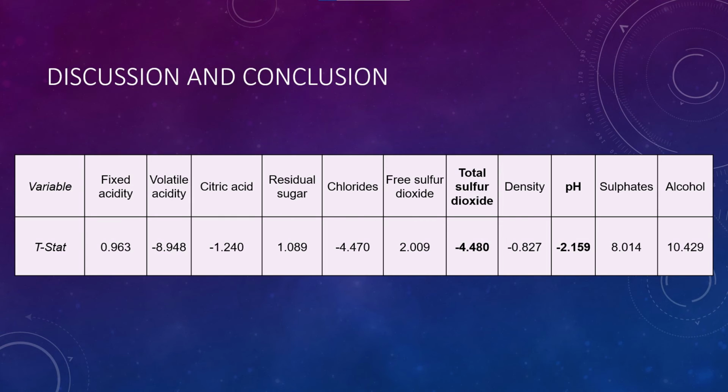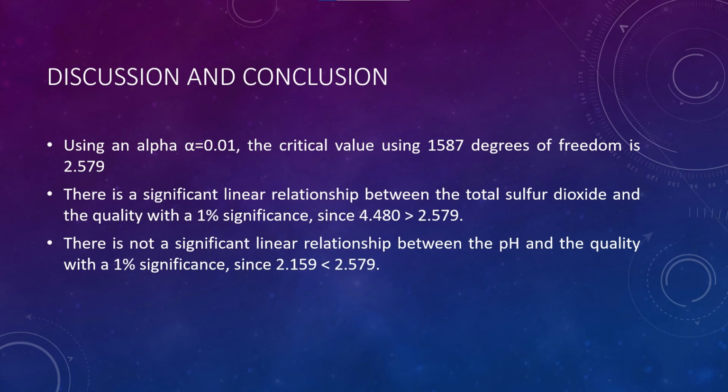Using an alpha of 0.01, the critical value using 1587 degrees of freedom is 2.579. So we can say that there is a significant linear relationship between the total sulfur dioxide and the quality of a wine, with a significance of 1%, since the t-value of the total sulfur dioxide is higher than the critical value. We can also say that there is not a significant linear relationship between the pH and the quality of a wine, with a 1% significance, since the t-value obtained for the pH is lower than the critical value.